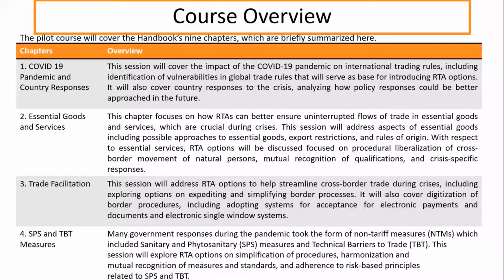The fourth chapter covers SPS and TBT measures, given the importance of these measures during times of crisis. The session assesses options on simplification of procedures, harmonization and mutual recognition, and adherence to rules-based principles and risk assessment on SPS and TBT.